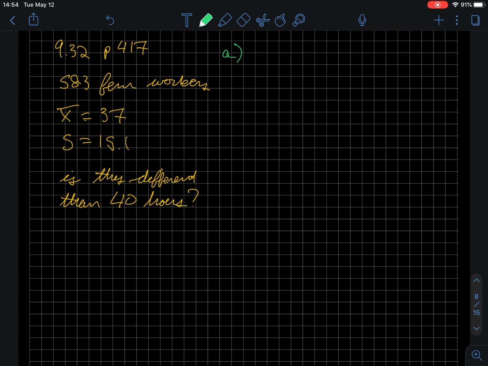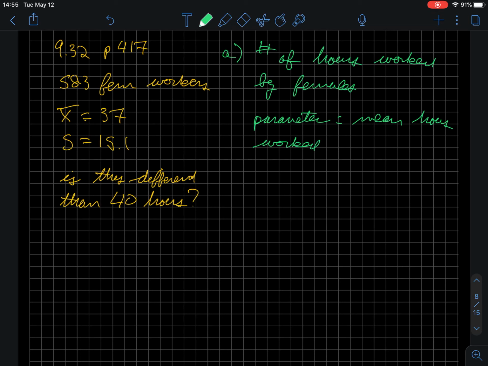The variable that we're looking at is the number of hours worked by females. And the parameter that we're interested in, because this is quantitative, is going to be the mean hours worked. This will be symbolized with mu.